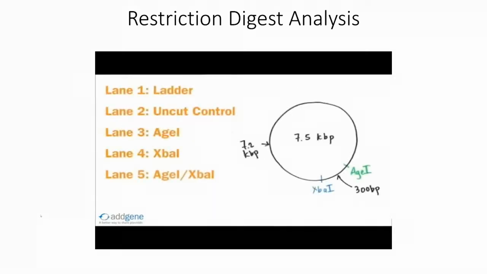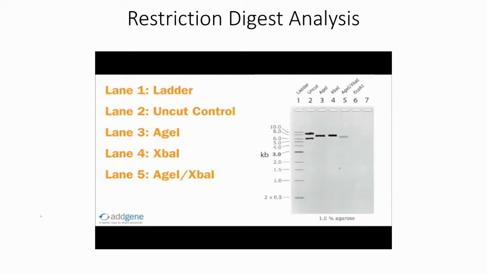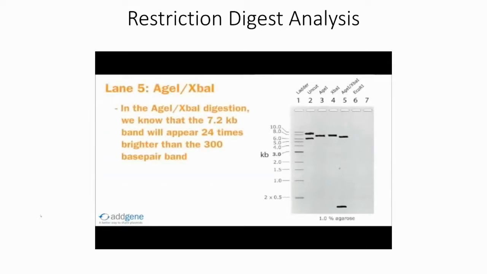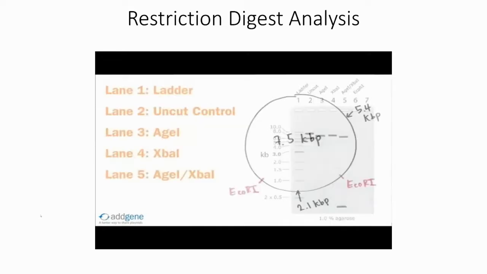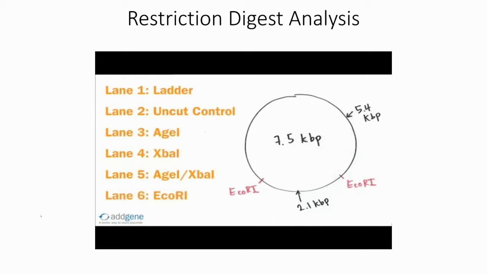Lane 5 is the double AgeI XbaI digest. According to our map, we would expect 2 products, a 7.2 kb band and a 300 base pair band. Since these 2 fragments appear in a 1-to-1 molar ratio, we know the 7.2 kb band will be 24 times brighter than the 300 base pair band, because it is 24 times as large. This means that if we don't have a bright enough 7.2 kb band, we might not even see the 300 base pair band. Lane 6 is the EcoRI digest.